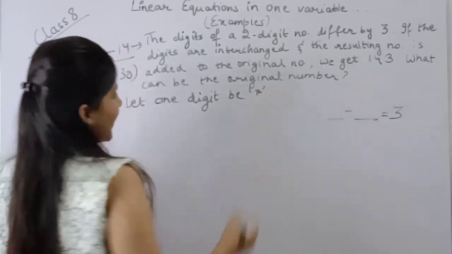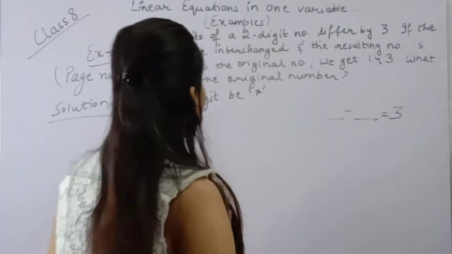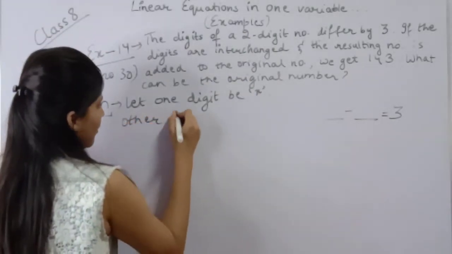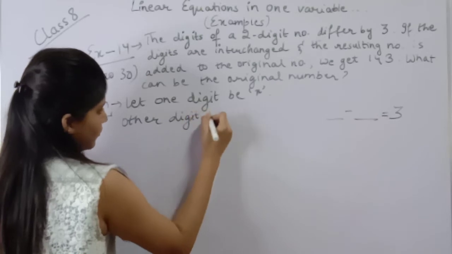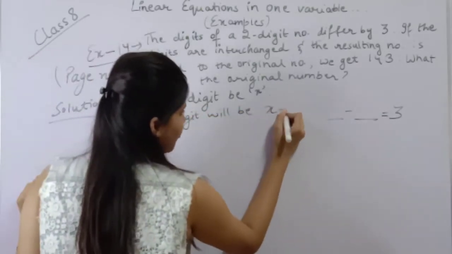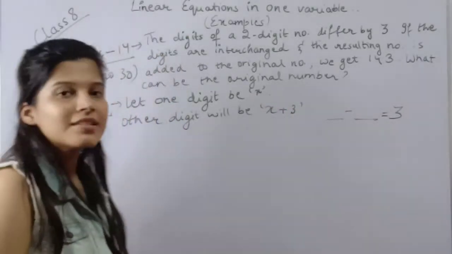Now we don't know which digit x is, whether it is at the tens place or the ones place, but we know that one digit is x. So the other digit will be x plus 3, because the difference of both of them is 3.